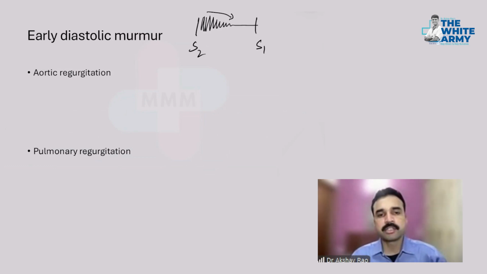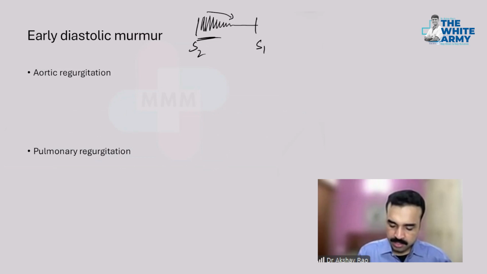Remember, crescendo-decrescendo is aortic stenosis. That is in systole. A decrescendo murmur heard in diastole is an early diastolic murmur. Right in the beginning of the diastole, the early part, there's a murmur, that's an early diastolic murmur. And if it is a result of aortic or pulmonary regurgitation, it will be blowing in character.